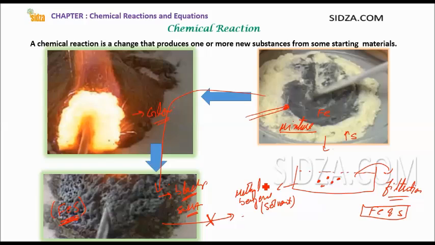So in a chemical reaction, new substances are being formed. And now if you take this whole substance, ferrous sulfide and the methyl benzene, you can't separate the iron from the sulfur. Why? Because ferrous sulfide is a new compound. So in any chemical reaction, new substances are being formed.